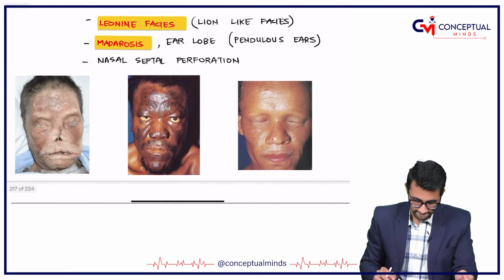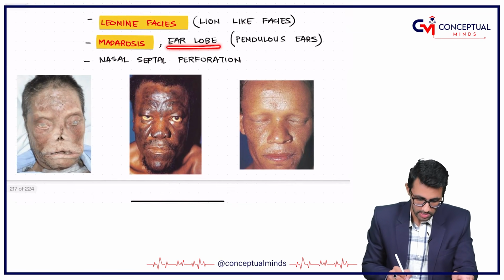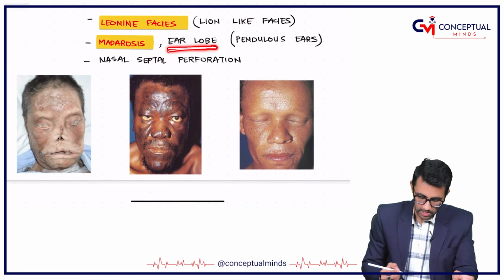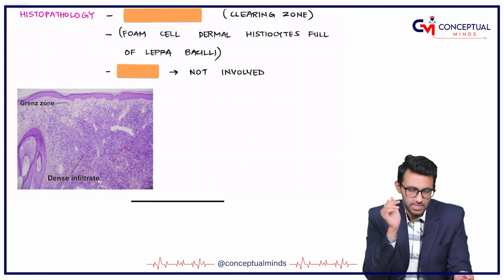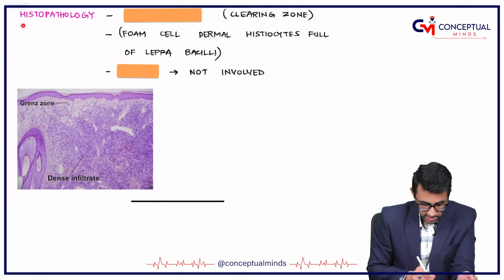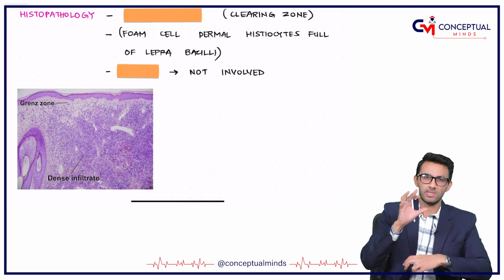that is loss of the eyebrows and the eyelashes. Simple as that. Can you comment about the earlobe? Yes, can you comment about the earlobe? So now let us see the histopathological findings. What do we actually see in them?